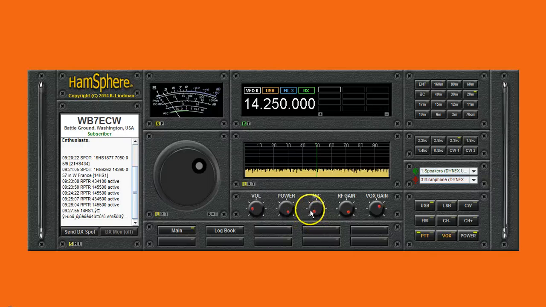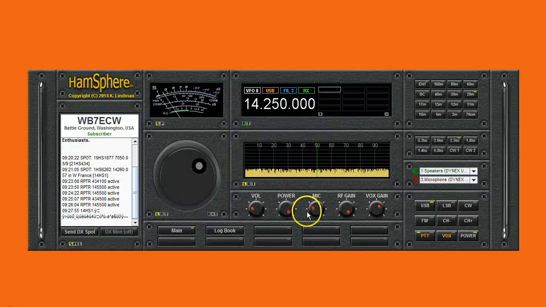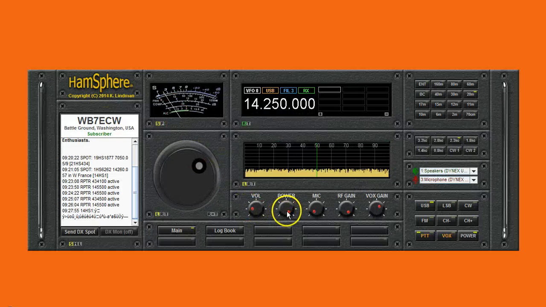Only if you're talking to someone where you're very, very strong to them and you know you don't need the power, then you can turn your power down. The microphone is just like 3.0. You set it such that when you're talking, you keep the needle on the ALC part of the meter in the green section. If it's not moving at all, then you don't have any microphone gain. So if I key up and I say, this is WB7ECW testing, notice the needle wasn't moving. No one's going to hear me, right? Even if I do have my power turned up.